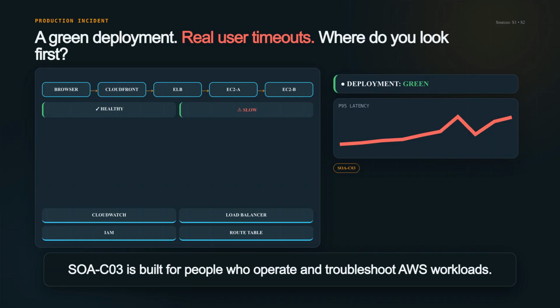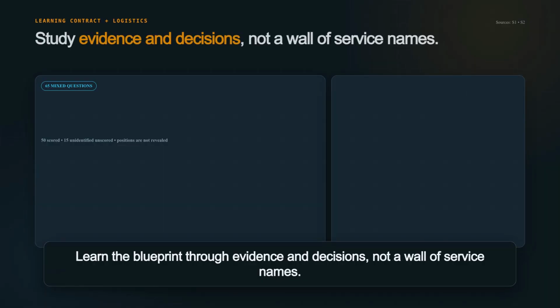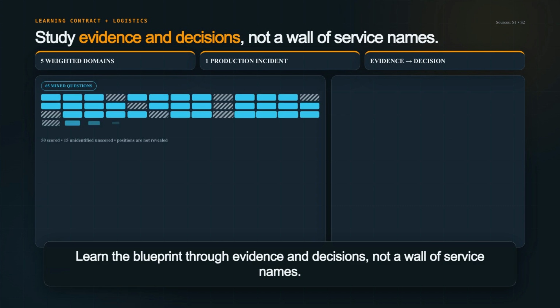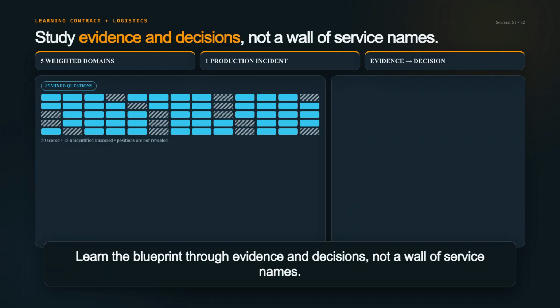It is aimed at CloudOps engineers and other operators who deploy, manage, troubleshoot, network, and secure AWS workloads. AWS recommends roughly a year of relevant AWS operations experience, but it does not publish a mandatory prior certification. In the next few minutes, you will learn the 5 weighted domains, how they connect during one production incident, and a study plan built around evidence and decisions rather than memorizing a wall of service names.